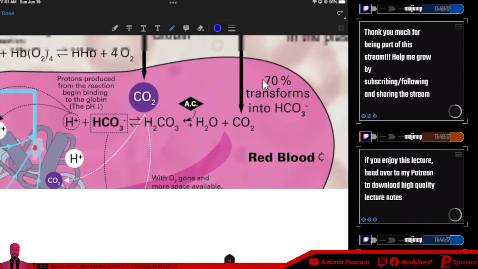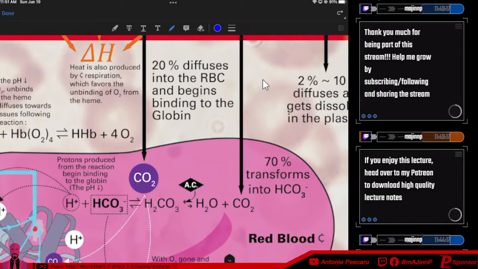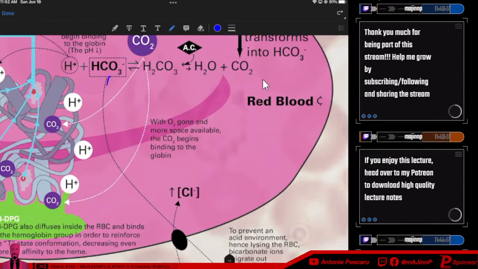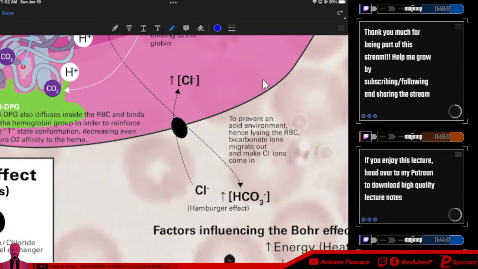And then finally, I didn't really say what happens to the 70% of the bicarbonate that just got converted. Basically, as you can see, there's one last arrow. It's the hamburger effect, but in reverse. Basically, HCO3 goes into the circulation inside of the plasma, which in return intakes by co-transport. By exchange.